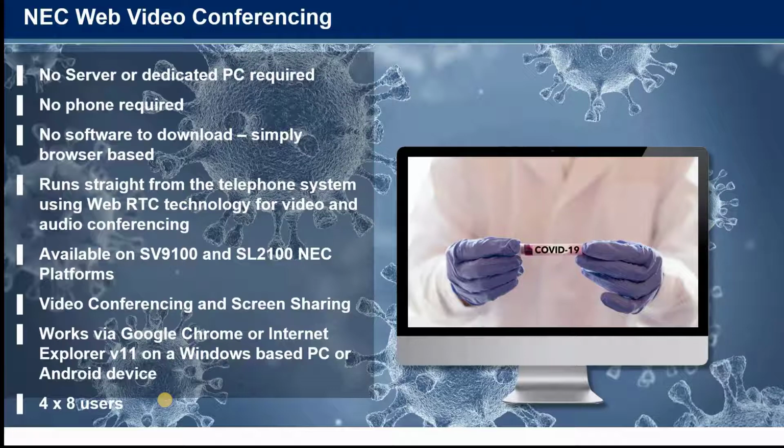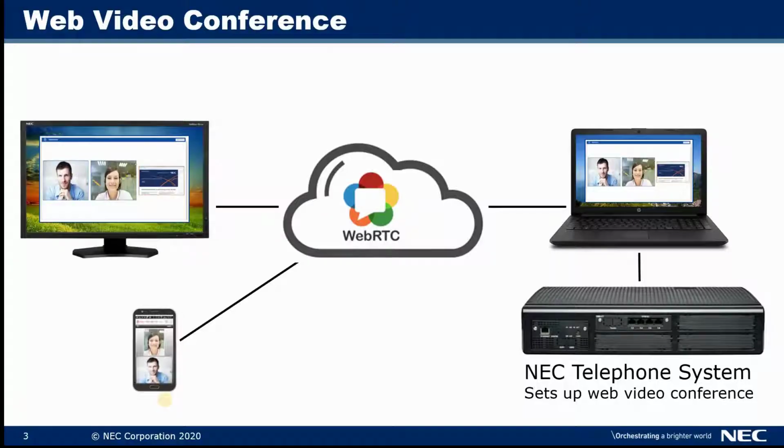How many video conference people can we have on one video call? We can have up to 8 users, so 8 people can join a video conference call. However, you can have 4 groups of those, so effectively you've got 32 licenses of video conferencing built in on your telephone system.